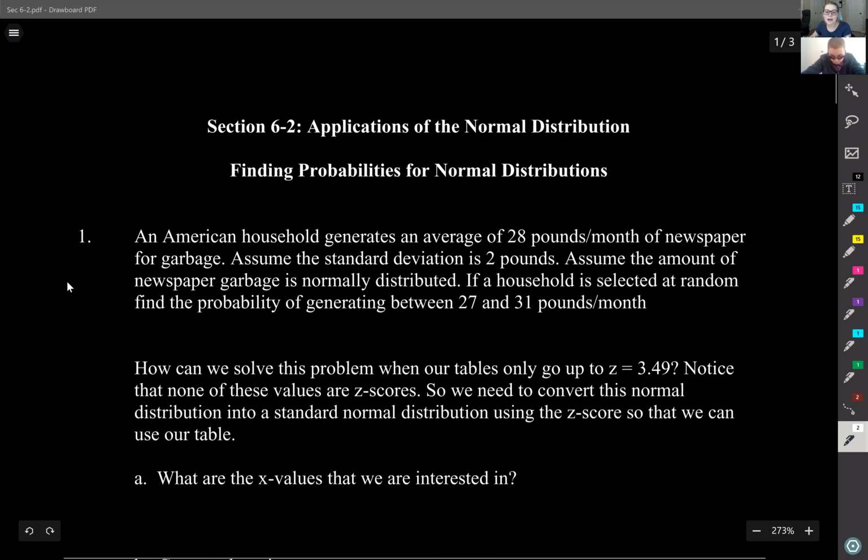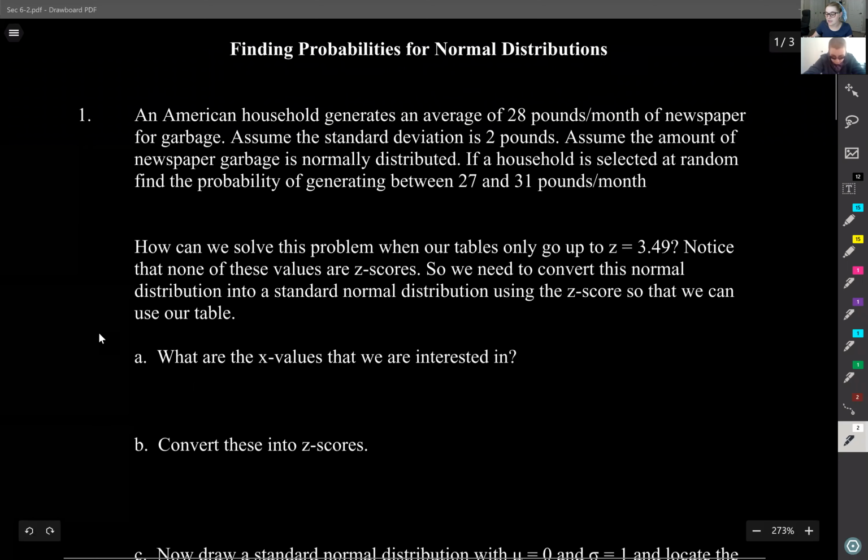Okay, so section 6.2, applications of the normal distribution. Right away, we just get into an example. Like I said, we really set the stage last time, and now we're just going to apply it.